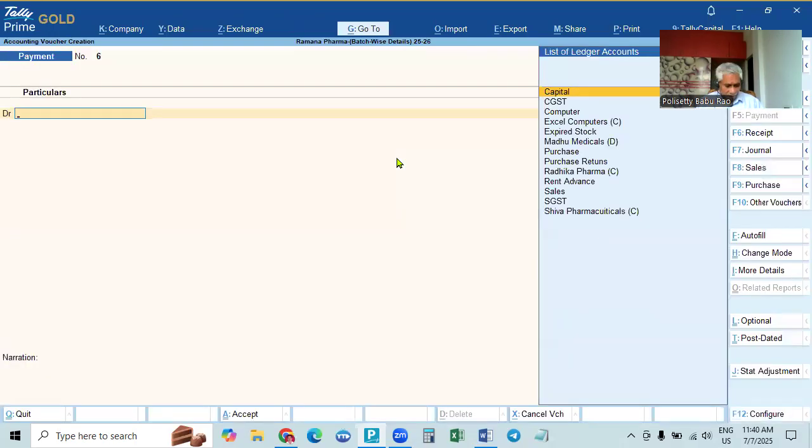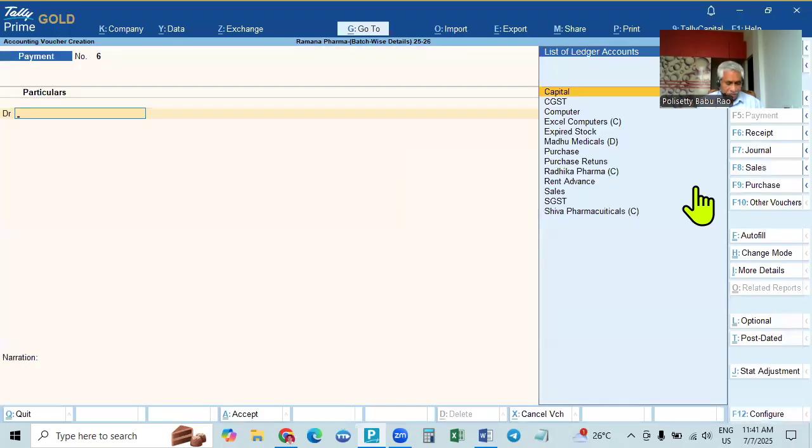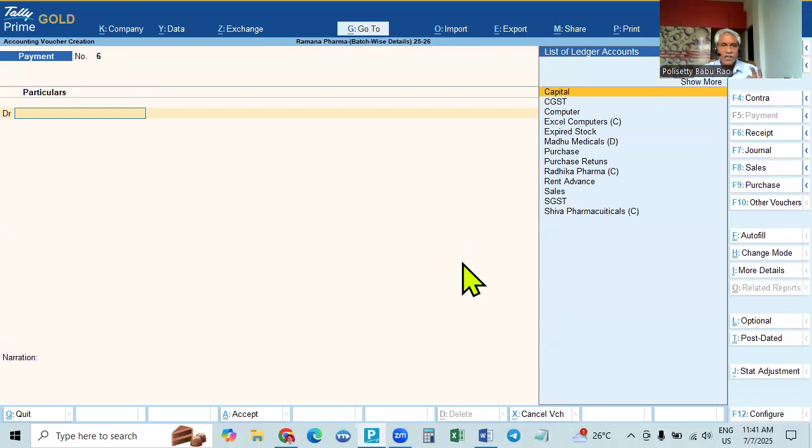So I am going to voucher, the date is 1st April 25. Whenever you open a company for the first time in a day, it shows this date. If you go to the vouchers, the payment voucher will open by default, so we have to select whichever voucher we require.